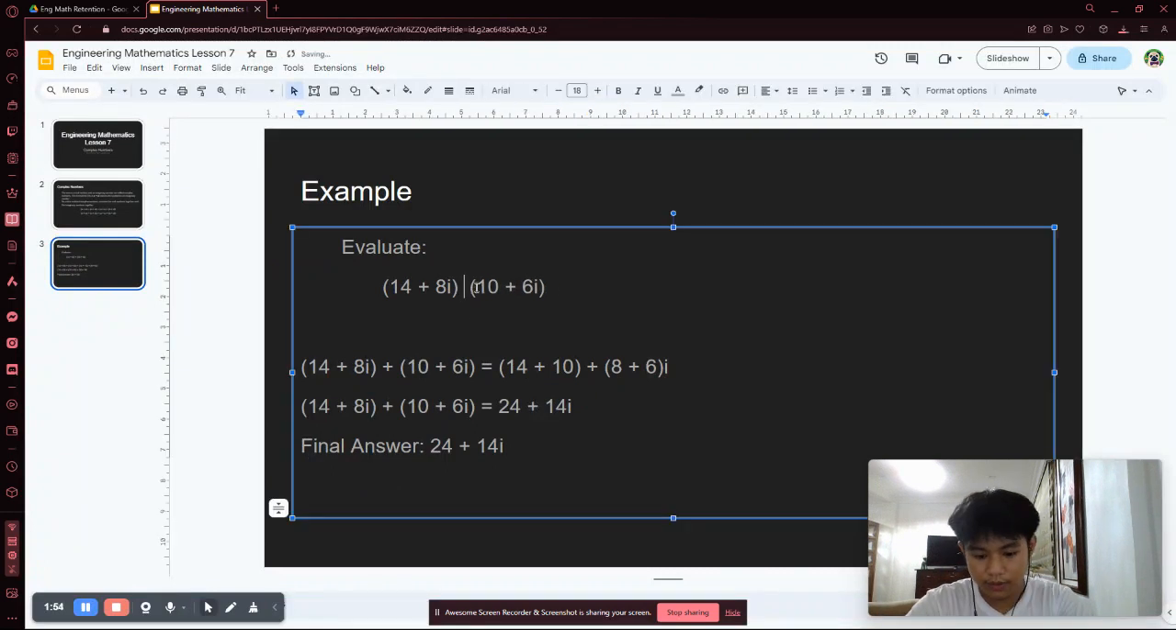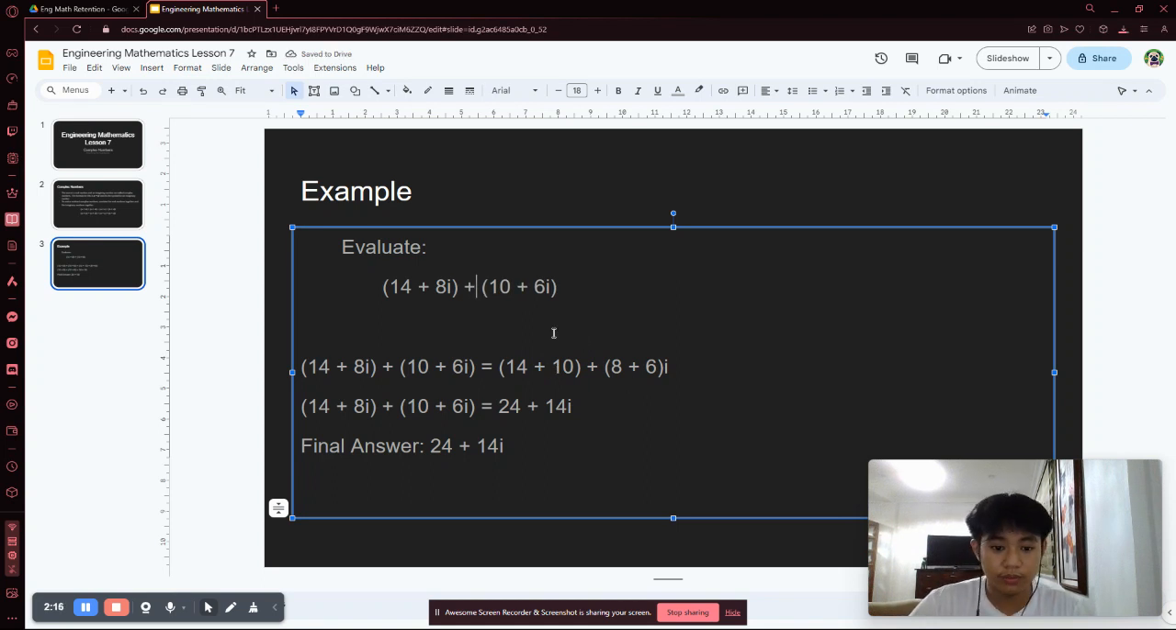But if this was minus, 14 plus 10 would become 14 minus 10, and then this would become minus as well. But in this example, it is just addition, so it will not change.